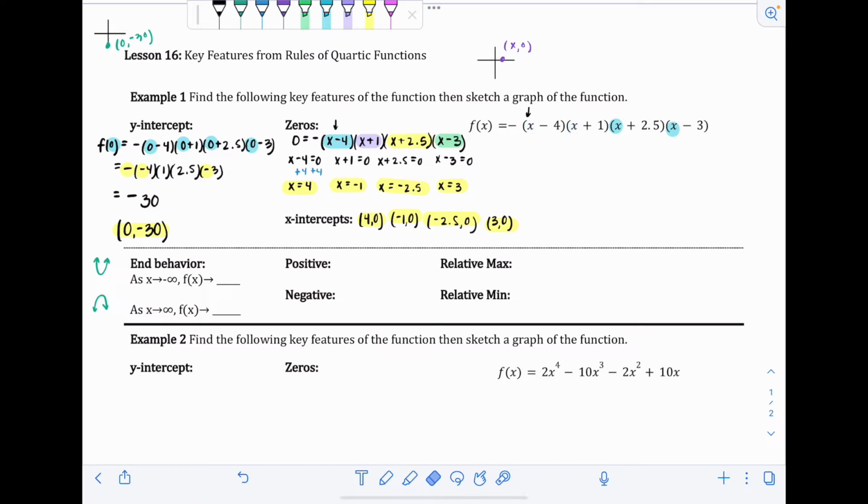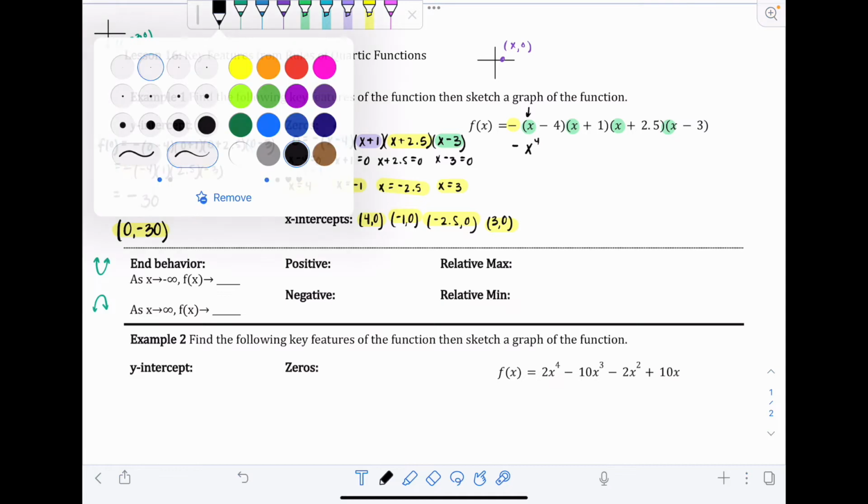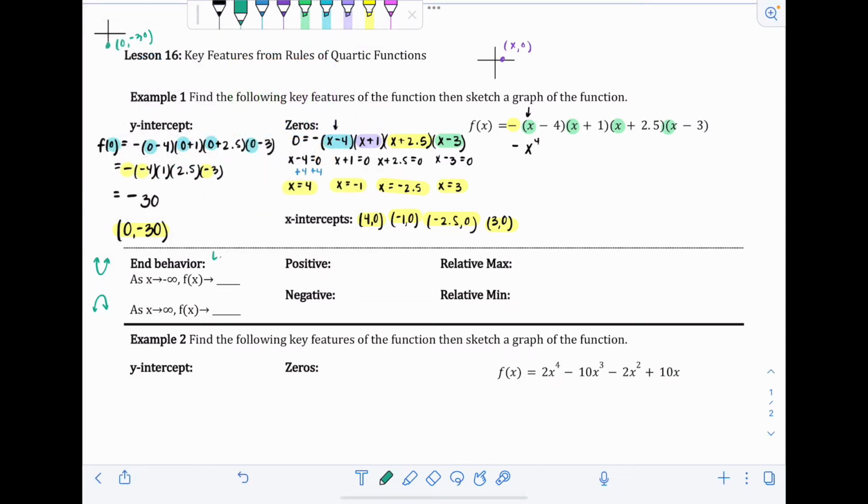So this is in factored form. When it's in factored form, without having to do all the work of multiplying it all out to see what the lead coefficient is, you have to look at where it would come from. If I were to multiply everything through, it would be x times x times x times x, and that would give me my x to the 4th lead term. But I have this negative right here, so it would end up being a negative x to the 4th. So the lead coefficient is negative, which means the function is decreasing overall. So my end behavior would look like this.